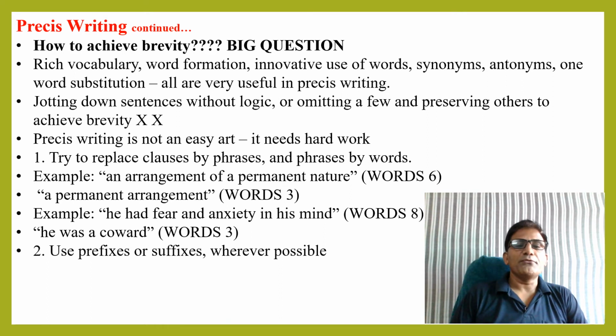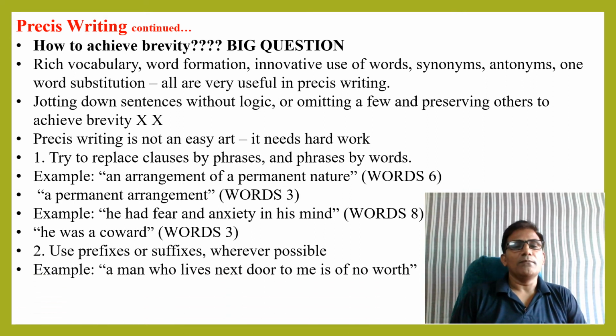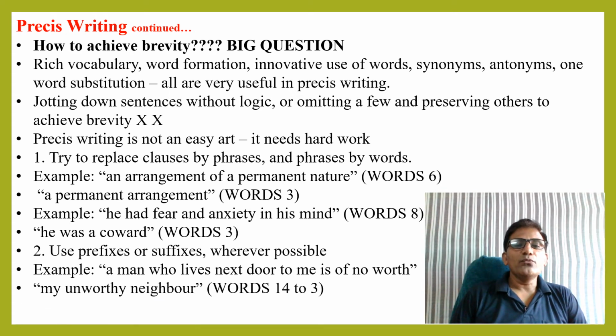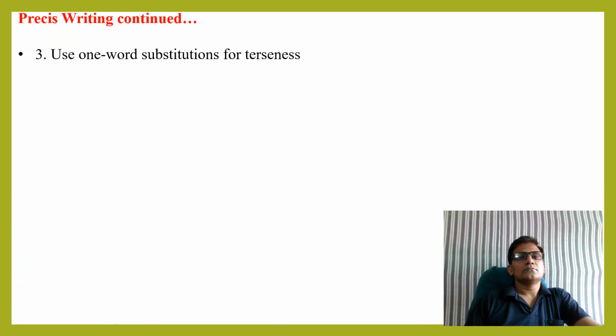Now use prefixes or suffixes wherever possible. A man who lives next door to me is of no worth. If I am to say this sentence, I can say it in few words if I have suffixes and prefixes as methods of word formation in my mind. Let's see how I can do it. My unworthy neighbor, next door neighbor, one who lives next door is my neighbor. So we have replaced a number of words with 1. So 14 words have come down to 3 words.